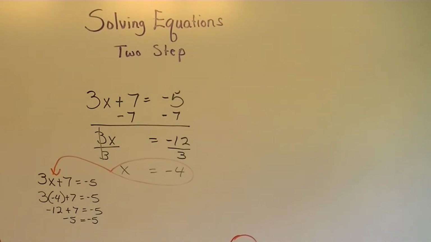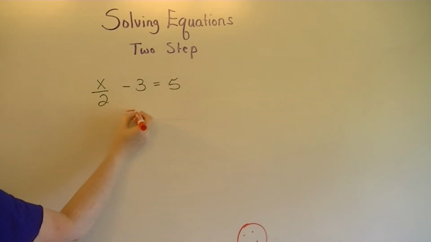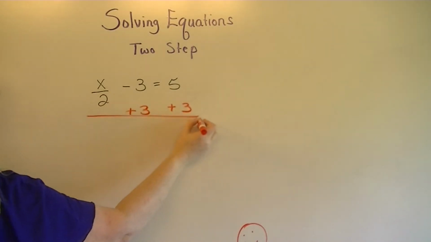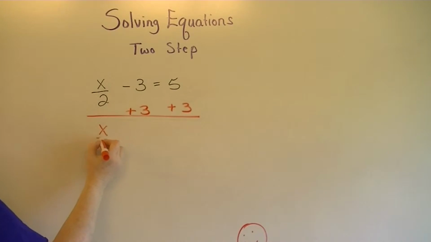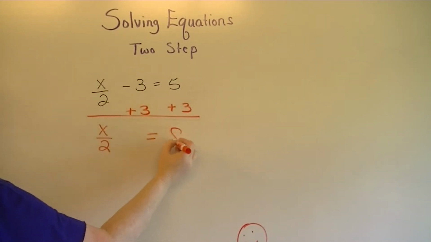Let's try another one. In this problem, again, we want to look at the equal sign and we want to focus either on the left or the right, and we want to find the side that has the variable, so that's the left side. I want to make sure that I've isolated this term. Is there anything over here on the left? And yes, there is. There's a minus 3. So I'm going to do the opposite. And I'm going to plus 3 on both sides of the equals. I'm going to drop down my x over 2 term. That becomes 0. And 5 plus 3 is 8.